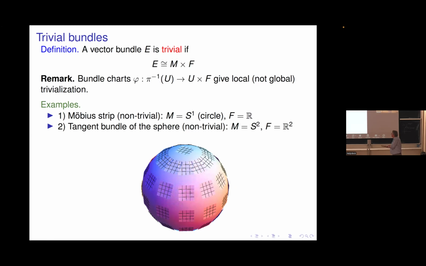And you know that this is not possible, because when you try to put coordinates on the sphere, longitudes and latitudes, you see that the meridians cross at the North Pole and the South Pole. There's no way to avoid them. So again, this is a rough explanation of why the tangent bundle of the sphere is a non-trivial vector bundle.